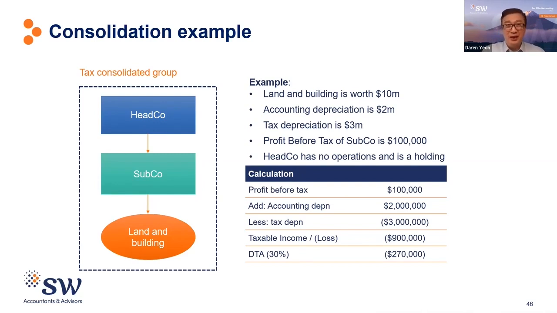The profit of the subsidiary is 100,000. Okay, again, assume the head company has nothing in it. So what you need to do is firstly calculate your statement of taxable income. You start with a profit of 100,000, accounting depreciation of 2 million, and tax depreciation of 3 million. So tax is more than accounting, and therefore there will be a DTL on this entry. We have a taxable loss of 900,000. And let's say the subsidiary assesses that it can recognize the losses and records a DTA of 270,000.